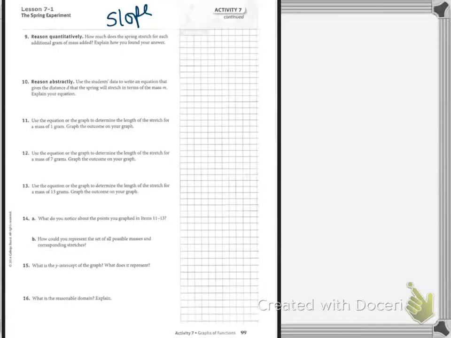So we could write all of that here on number 9, or we could just write 3 centimeters per 1 gram. How did we find our answer? We could check, just go back and look at our table. Change in y over change in x.